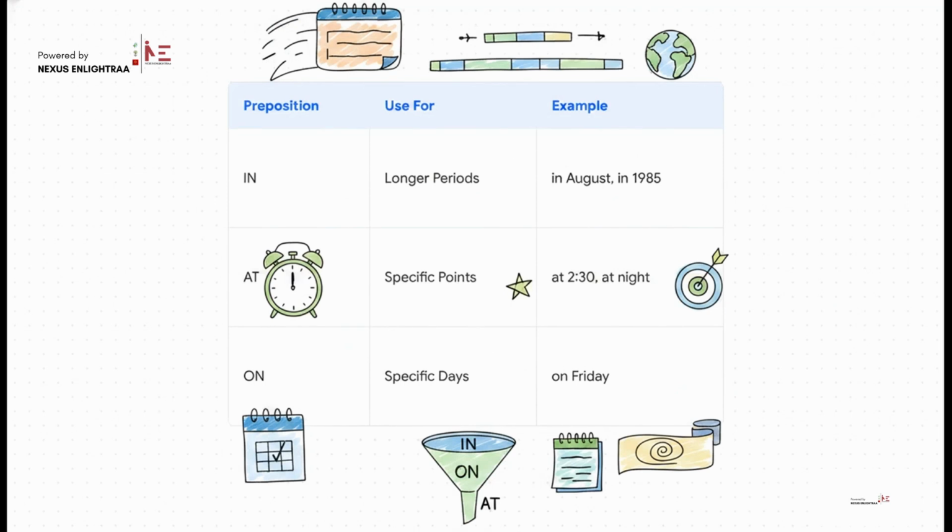So this table here, this is basically the master key for the three most common time prepositions. Think of it like a pyramid, or maybe a funnel. We start really broad and general with in, we zoom in to a specific point with at, and we land on a particular day with on. Let's take a closer look at each one.